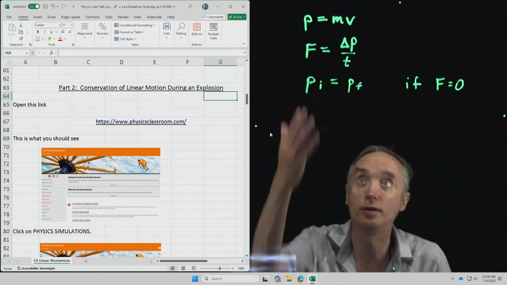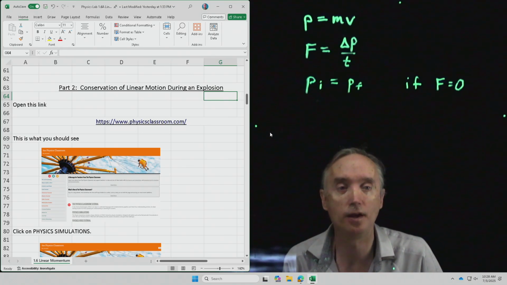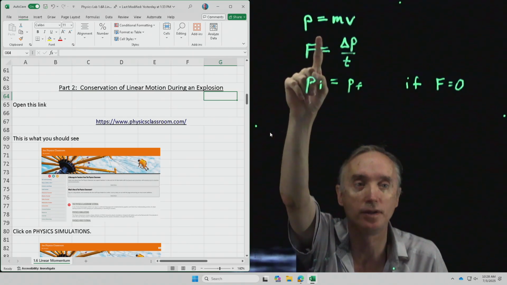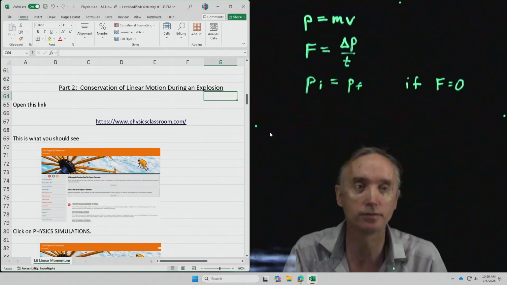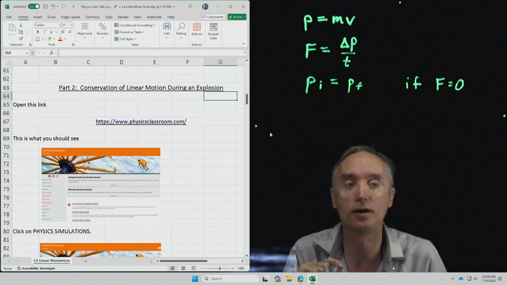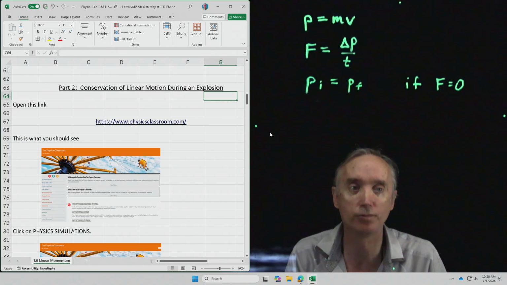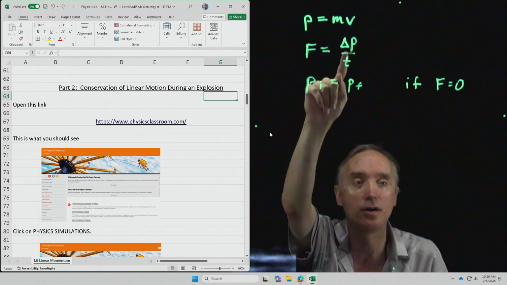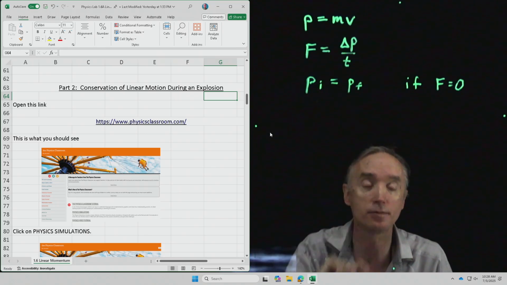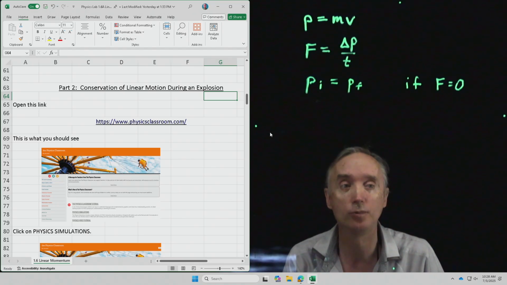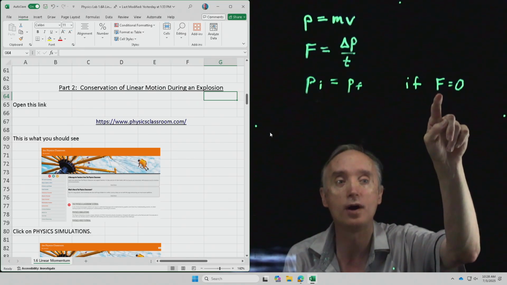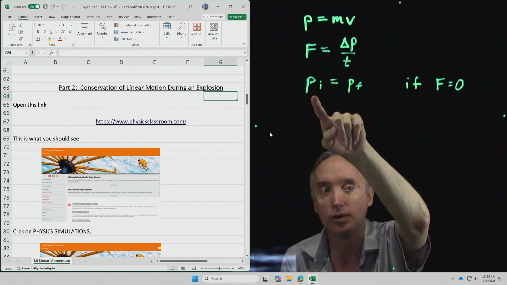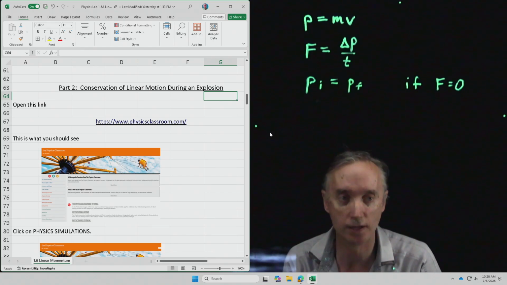Okay, so I have written up here at the top a summary of what you should now know. The definition of momentum is mass times the speed of an object. We learned that Newton's second law can be rewritten in terms of momentum to say that a force causes the momentum of a system to change. And then we learned that if there was no outside force acting on the system, then the momentum you begin with has to equal the momentum that you end with.